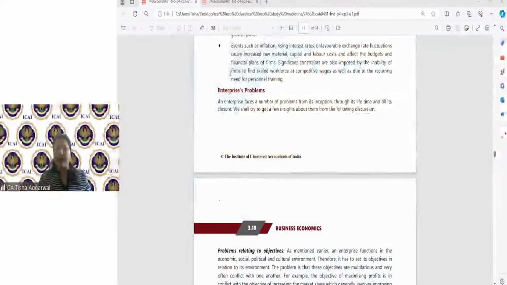With the enterprise problems, what are the major problems generally from when the business starts till the date when it closes? What are the major problems that every business faces? So the first one is the problem relating to objective. What is your problem of objective?